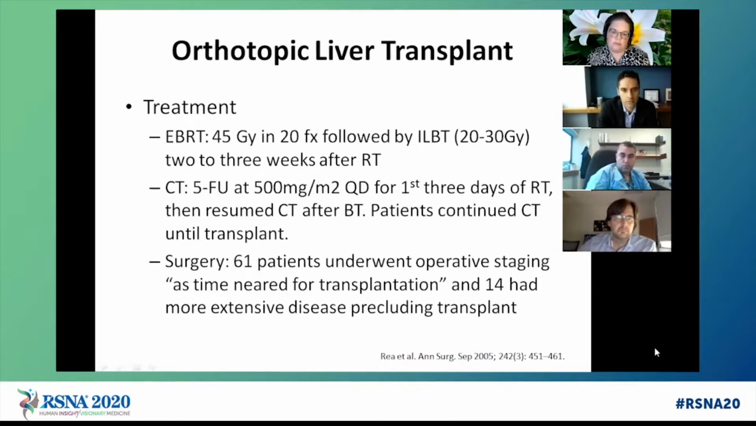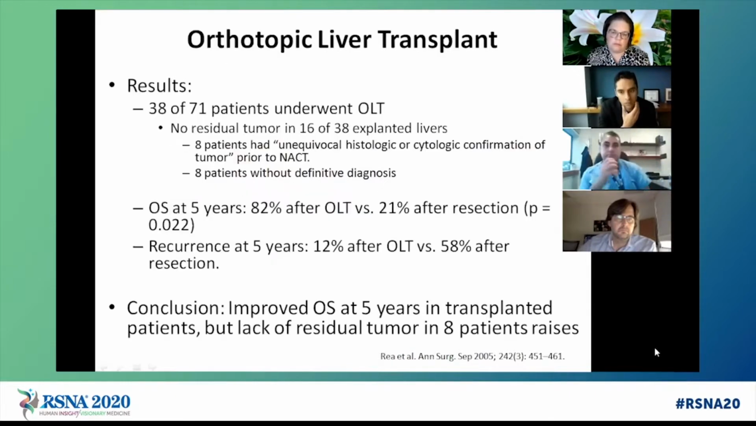We here have similarly adopted chemotherapy first. I don't think that was always routinely the way it was written at the beginning. And the data supports that the 5-year survival is 82% after orthotopic liver transplantation versus 21%, really suggesting that for well-selected patients, it may, in fact, benefit them.